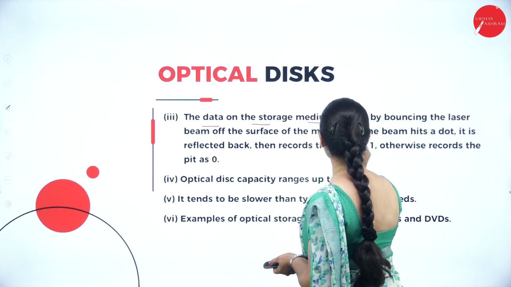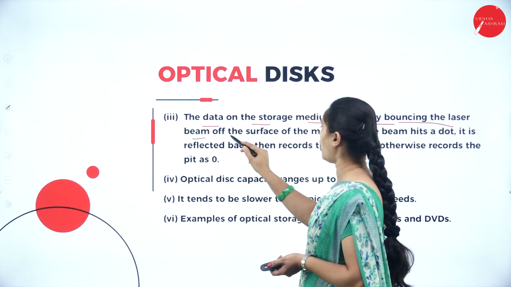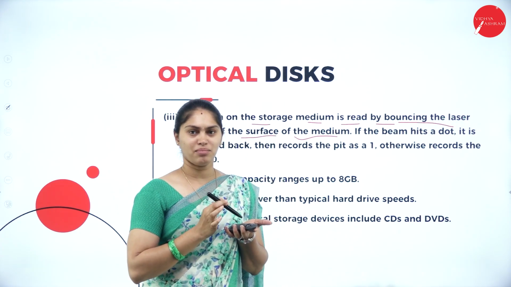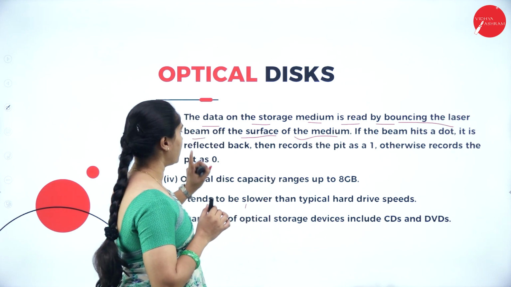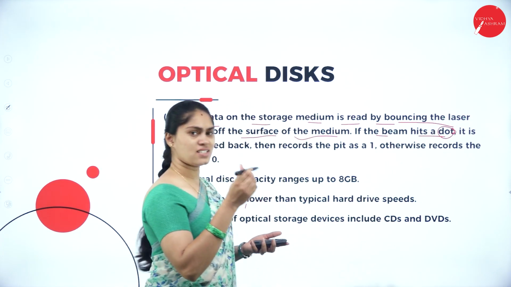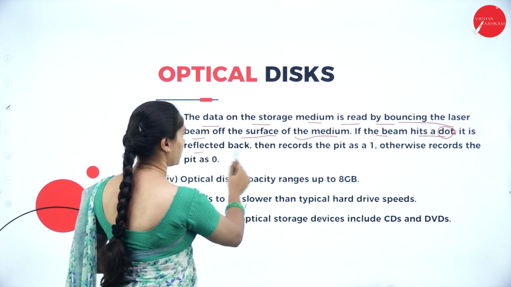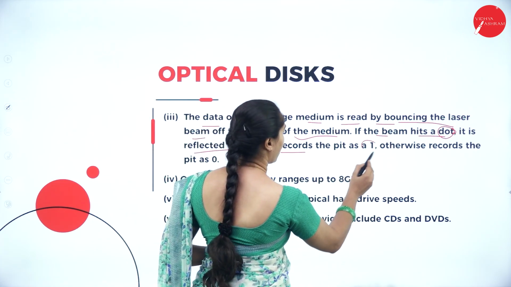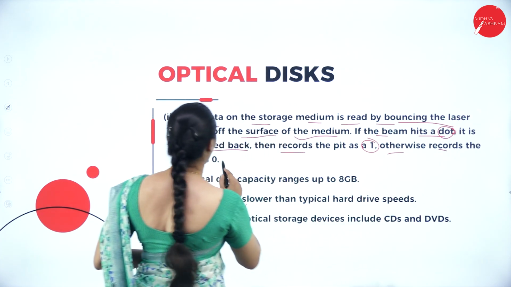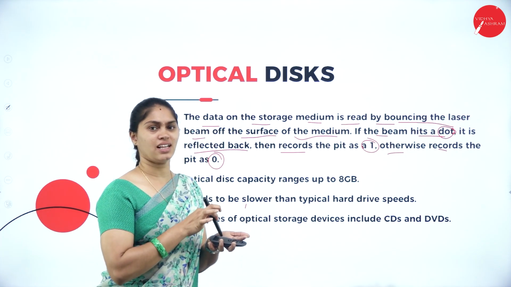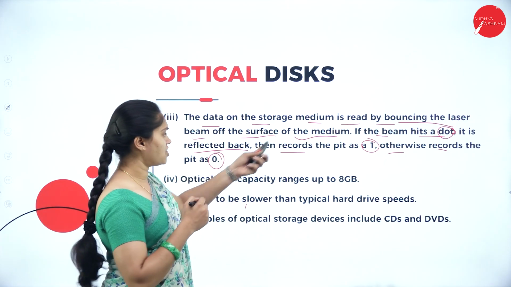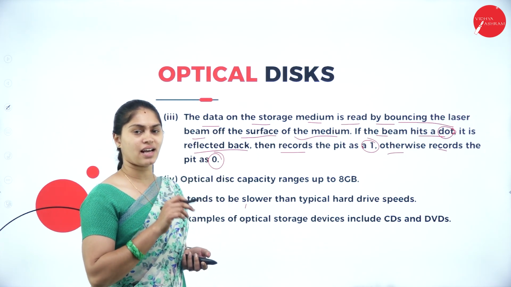The data on the storage medium is read by bouncing the laser beam off the surface of that medium. If you consider this as a medium, they penetrate the laser beam, then it bounces off that particular surface of the optical medium. If the beam hits a dot, so if it is reaching the surface, at that time it is reflected back, and we call that a 1. Otherwise records are put as a 0. If it is reaching that medium, it has the ability to write the content. If it is bouncing back without touching the surface, then that represents a 0.